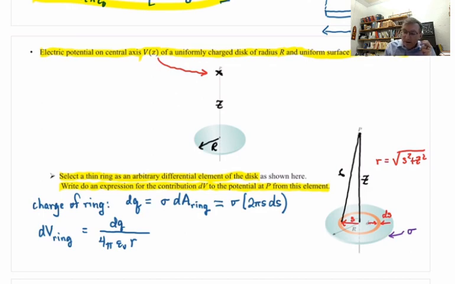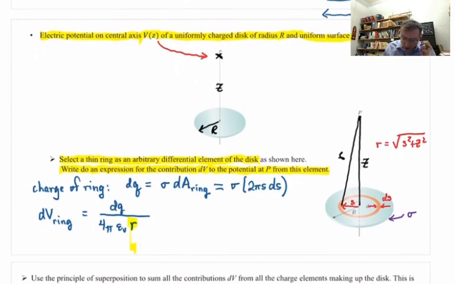Because what I need is the r symbol right there. I need the distance from a point on the ring to where we are, and we are at point P. And every point on the ring is the distance little r that I've drawn from point P, and little r is the square root of s squared plus z squared. It's really vital that you see that.